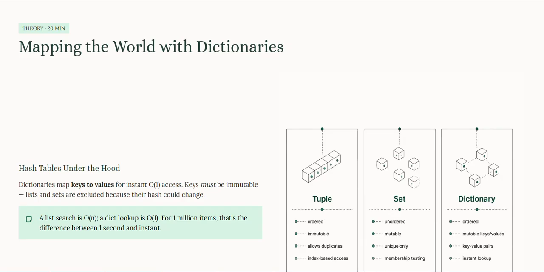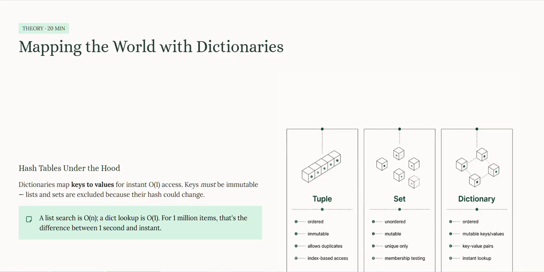Mapping the world with dictionaries. Hash tables under the hood. Dictionaries map keys to values, for instance with O(1) lookups. Keys must be immutable. Lists and sets are excluded because the hash could change. Tuples are ordered.